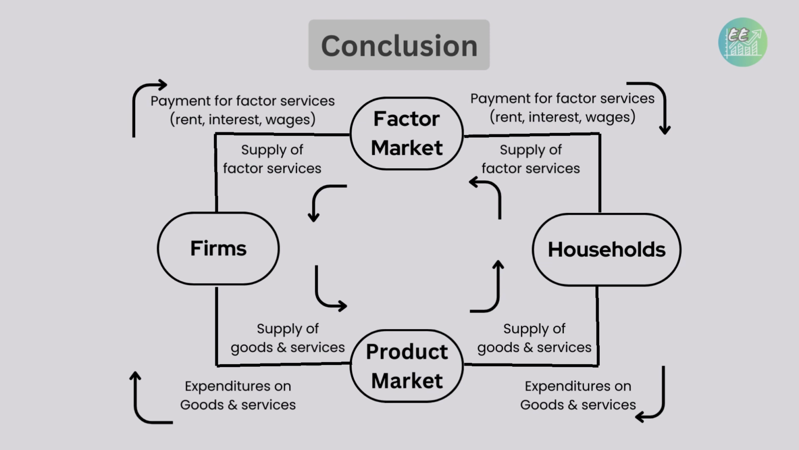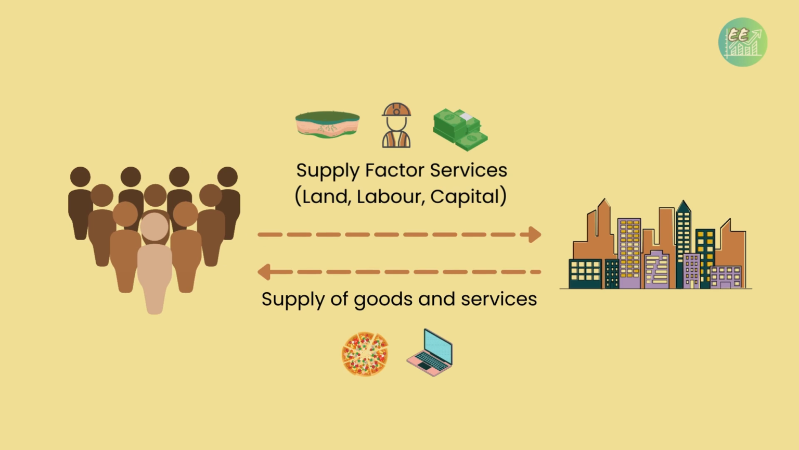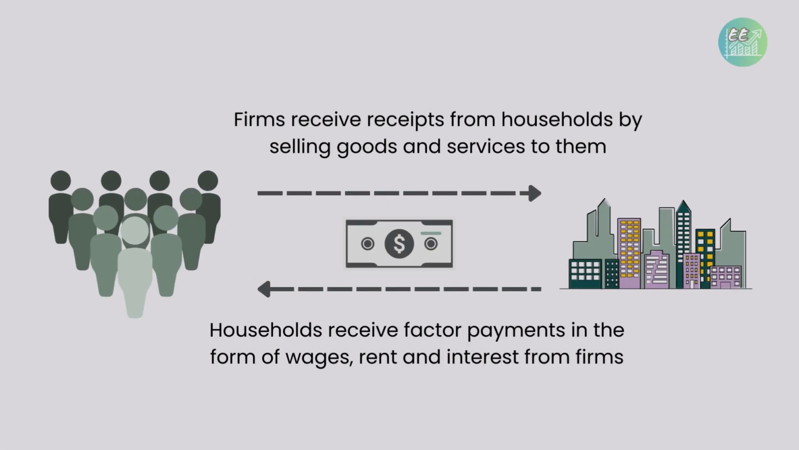Such an interdependence and interaction among firms and households result in real and monetary flow in the economy. The real flow shows, on the one hand, households offer their services in the form of land, labor, and capital to firms, and on the other hand, firms use these factors of production to produce and sell goods and services to households. The monetary flow shows the transfer of money from households to firms and from firms to households in the process of production and consumption of goods and services.